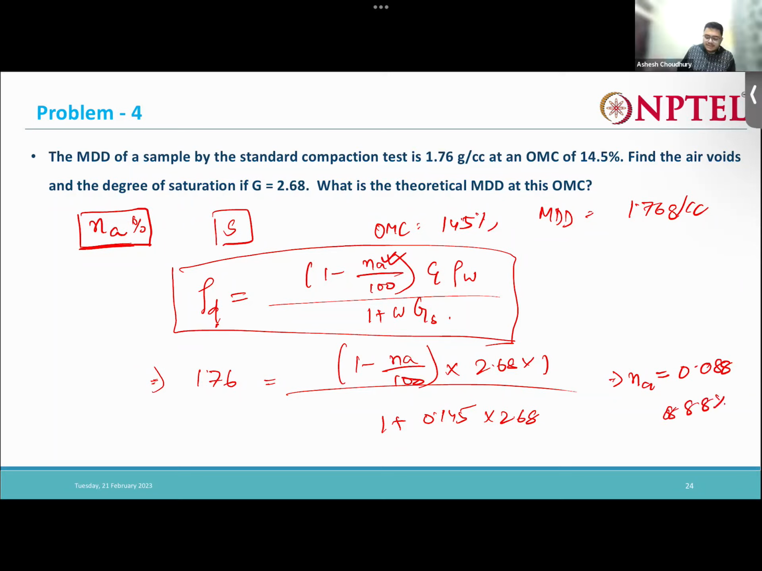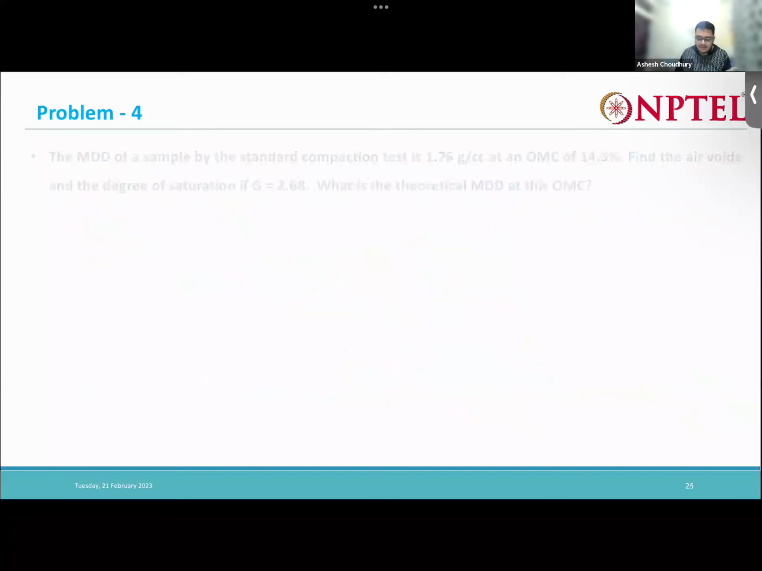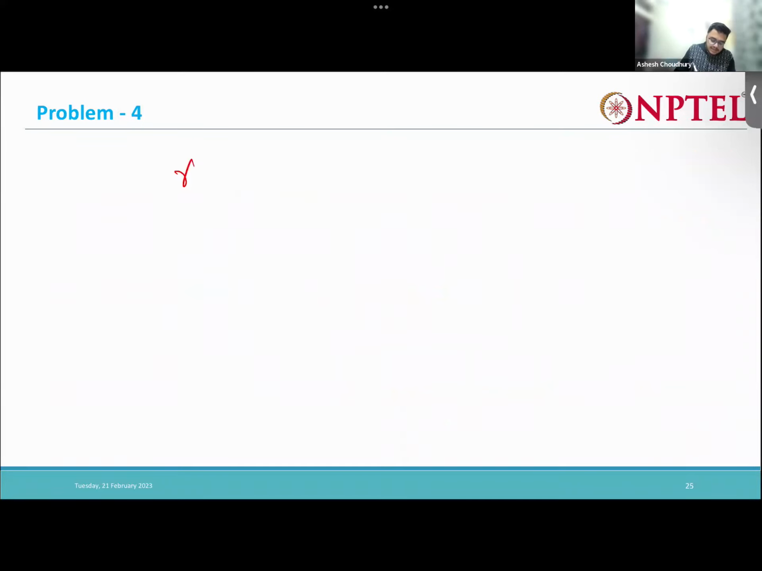Now it is asked what is the theoretical maximum dry density at this OMC, means at that optimum moisture content, what is the theoretically possible maximum value of the dry density? Can you tell me the relation, the formula for dry density? Please see the previous things and tell me. Gs gamma w divided by 1 plus e.